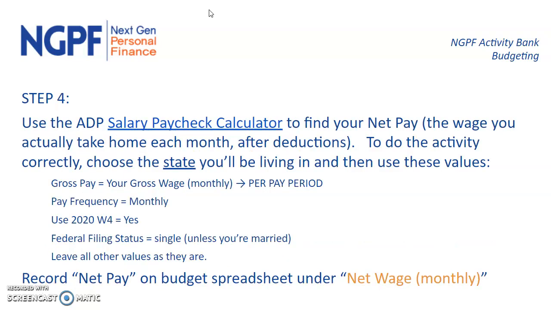So now you're going to use the ADP. This is another link you're going to click on, and you're going to find your net pay, the wage you will actually take home, because our gross pay is not what we actually bring home. We've talked about this in taxes. We've learned that there's going to be state income taxes taken out, federal income taxes taken out, and Medicare and Social Security taxes taken out. So what we actually bring home is a lot less than our salary, right? We need to choose the state that you're living in, so then the percentages are accurate.